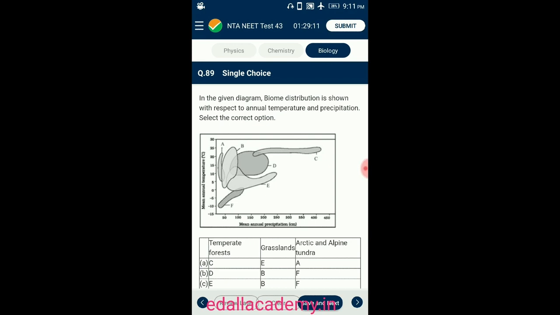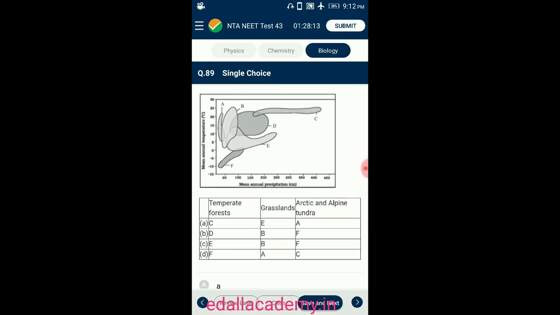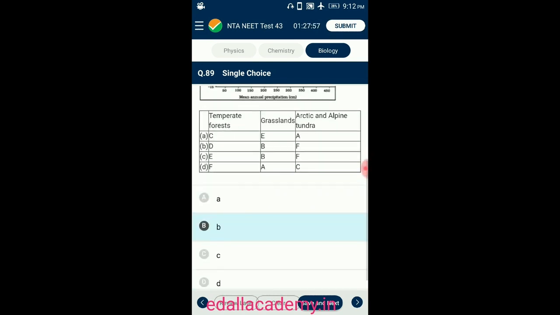Biome distribution is shown with respect to annual temperature and precipitation. Select the correct option. The correct option is representation: D represents temperate forest, B represents grassland, F represents Arctic and alpine tundra. So the correct option is option B.